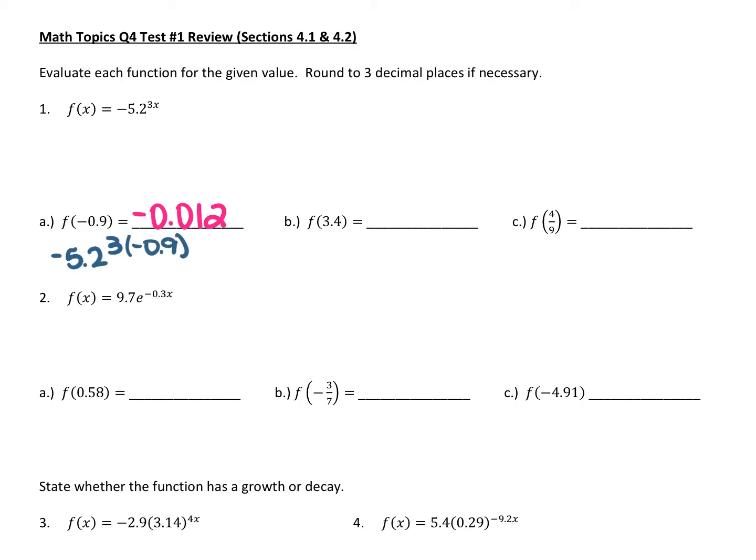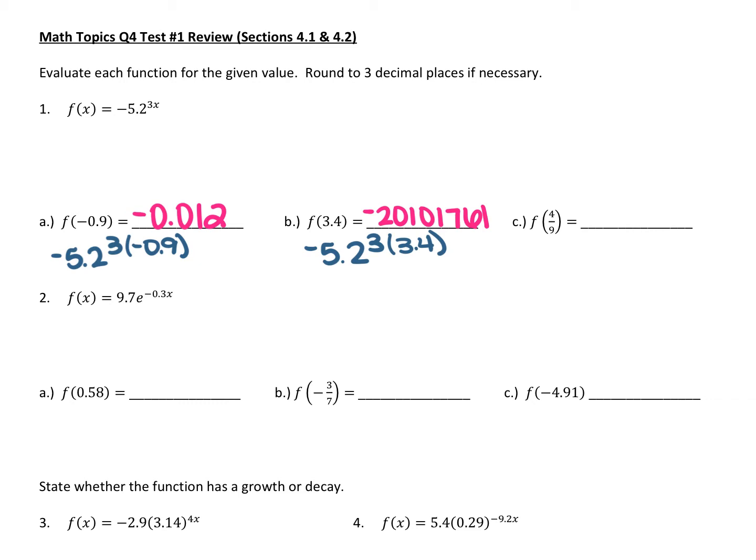For B, you have negative 5.2 to the power of 3 times 3.4. So again, we're going to write down what we put into our calculator. And then round to 3 decimal places if we need to. For this one, it does not need to round. It is a whole number. So this gives you negative 20,101,761.